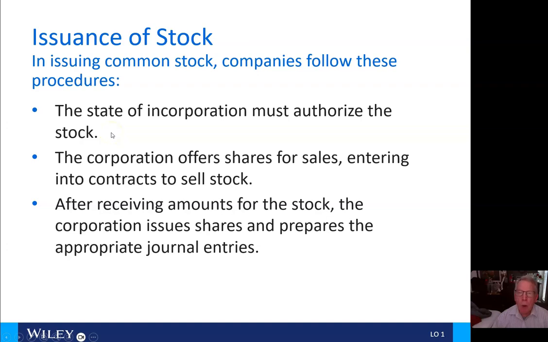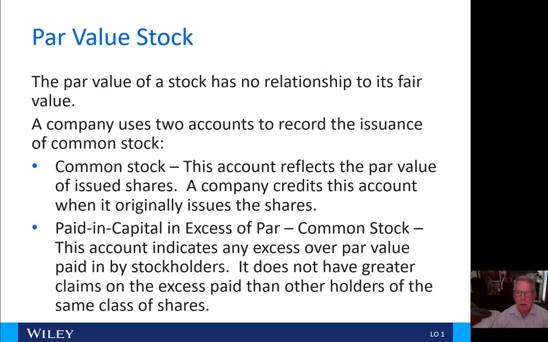The state of incorporation must authorize the stock. That's where you see the authorized shares. Then the corporation offers shares for sale, entering into contracts to sell that stock. After receiving the amounts for the stock, the corporation issues shares and prepares the appropriate journal entries, some of which you've already had in your previous 101 courses.